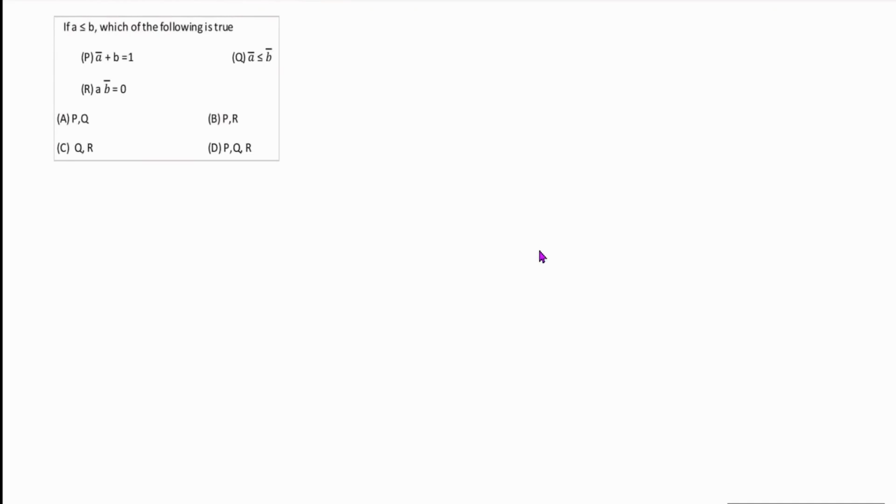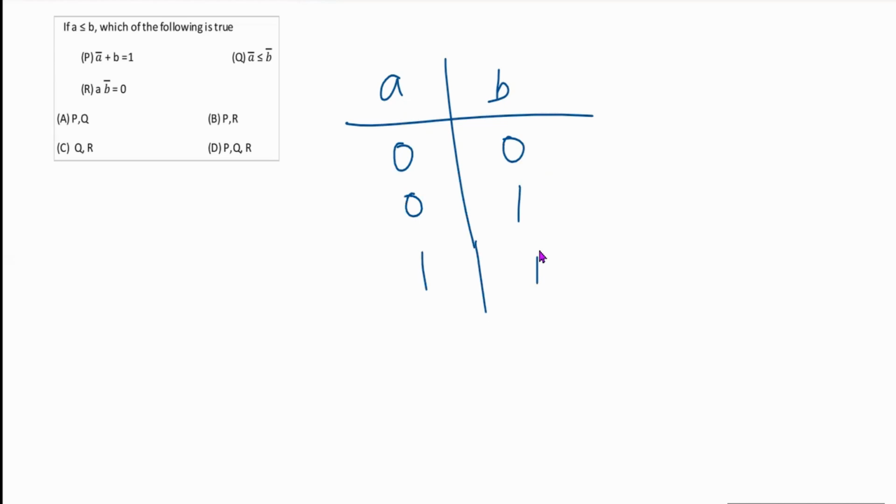This question is saying if A is less than or equal to B, which of the following is true? I have two variables, A and B, and A is less than or equal to B. First I will make a truth table where A is less than or equal to B. If I take 0 0, I am taking A equal to B. If I am taking 0 and 1, then A is less than B. If I take 1 1, I am taking A equal to B. These are the only three possible cases for A less than or equal to B.